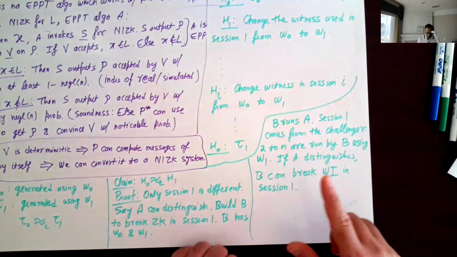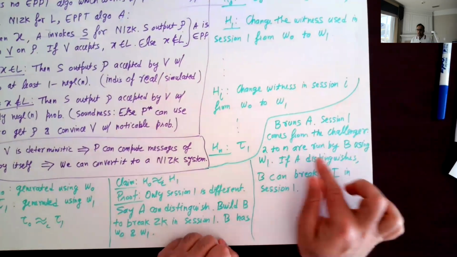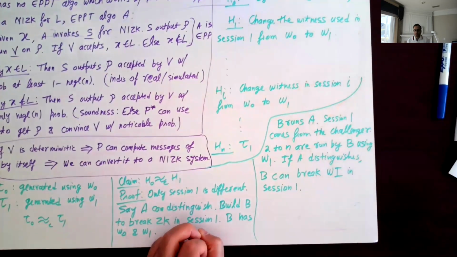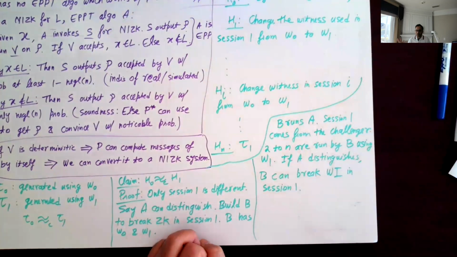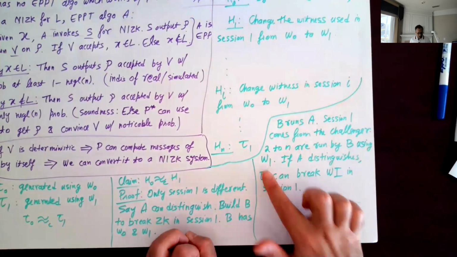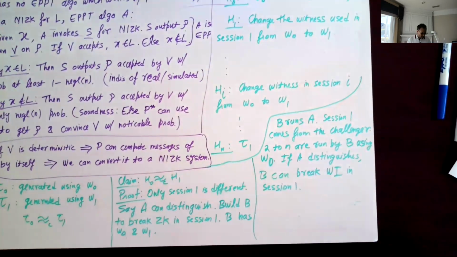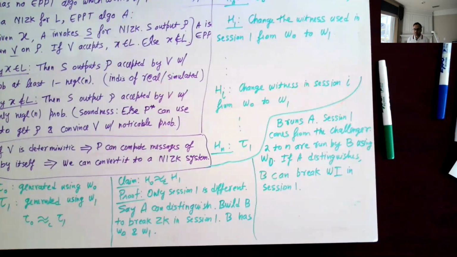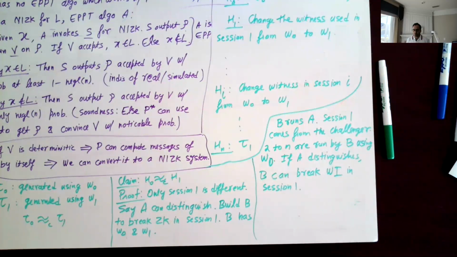Yeah. But the point here, which maybe is the key point, is that the remaining sessions are run internally by B. So in those sessions, B is acting as the prover and A is acting as the verifier. And B can just run those sessions honestly using the witness W0. Because in those sessions, anyway, there's no change between H0 and H1. And note that even if you have the witness, you are not supposed to be able to guess which witness the prover is using.